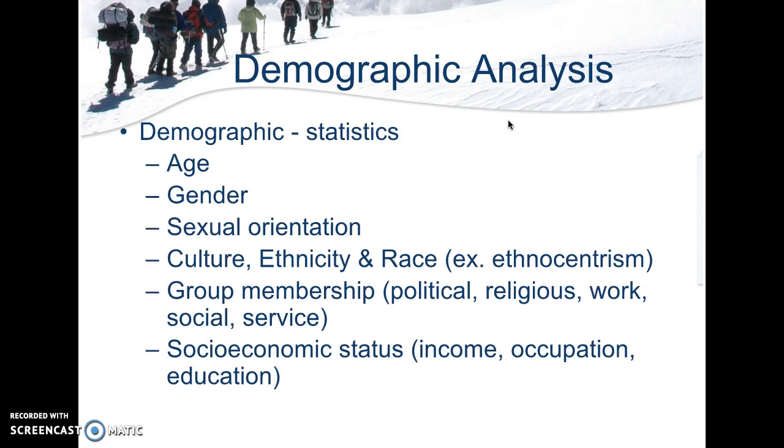So again, just a recap of when you do your demographic analysis: age, gender, culture, race. What's ethnocentrism? Go. Thinking that your race or your group is better than everybody else. Yeah, you're the center of the world, okay? And that happens in tons of instances. So you have to take that into consideration. Group membership: political, religious, work, social service. You might not know some of these, but you want to be sensitive to it, okay? And socioeconomic status could make a difference as well.